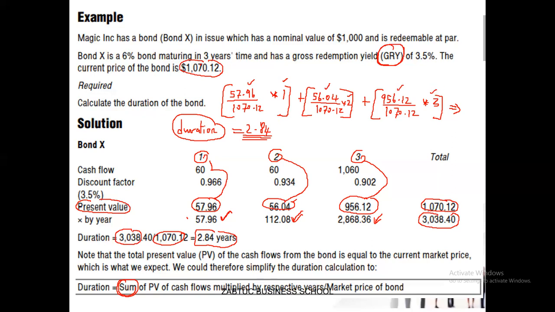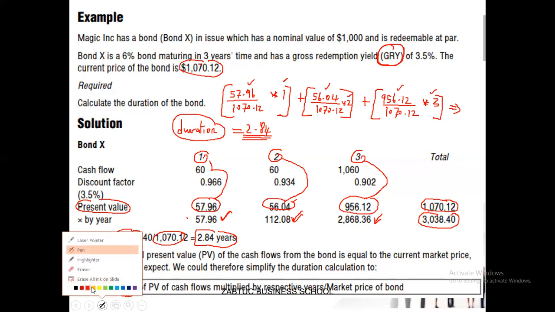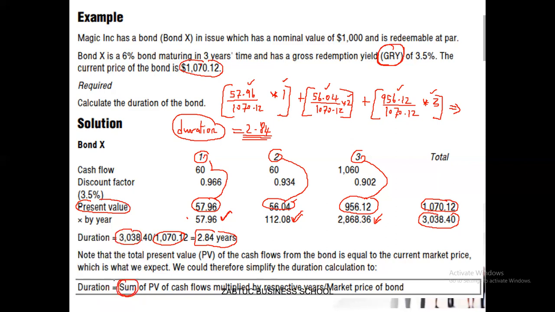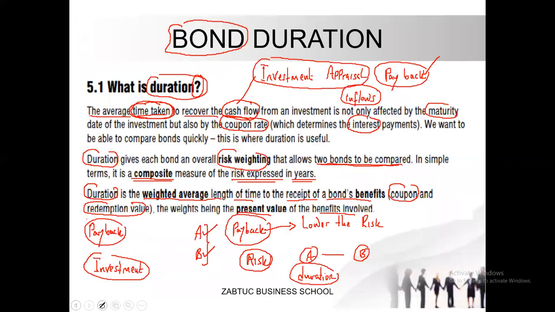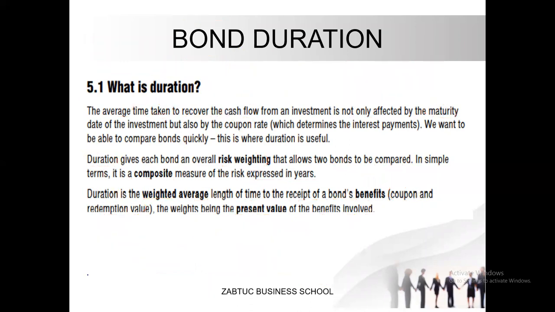But why is this presentation better? Why did I ask you to do this? There's a reason. Let's just go back to this explanation here. Duration is the weighted average length of time to the receipts of the bond's benefits. So what are we weighting? What weights are we using? The weights being the present value of the benefits.